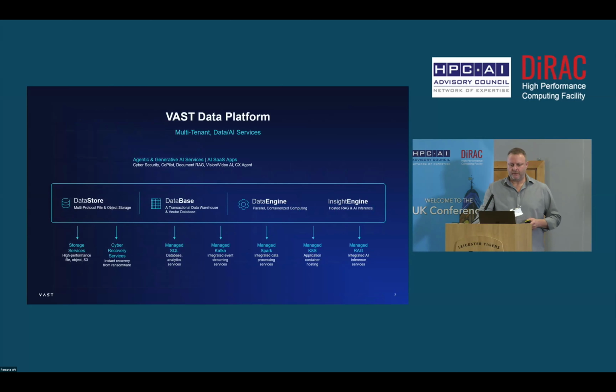So what is the VAST data platform? It's a number of different components and technologies. We've got the data store on the left-hand side. This is effectively unstructured storage. You can access the data store using things like S3, NFS, object store. It's multi-protocol, so you can write in NFS, for example, and then read the same data with S3.